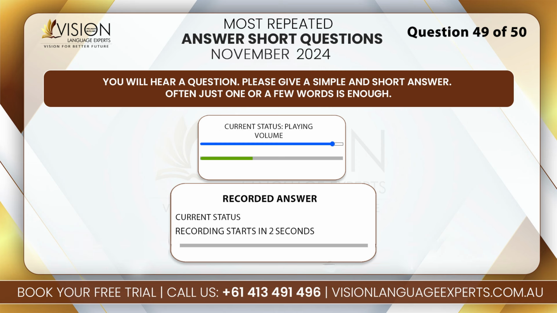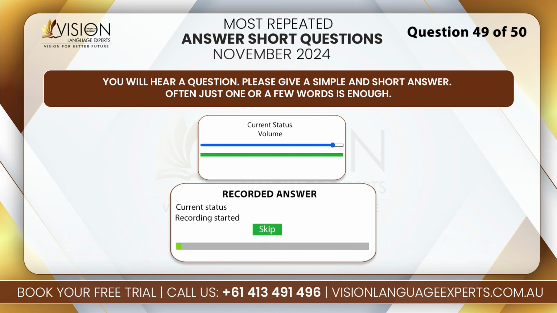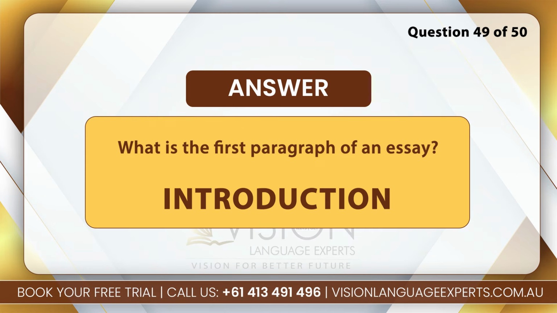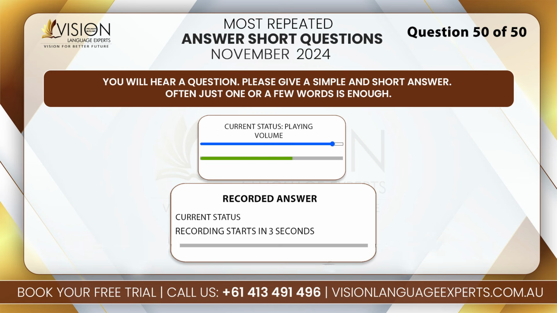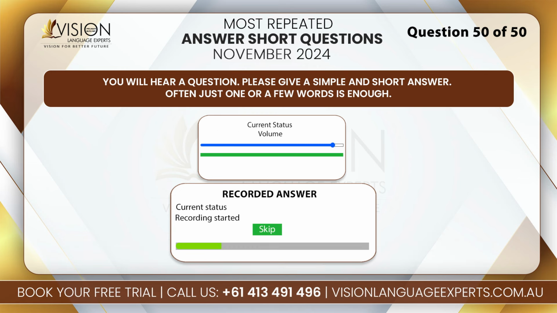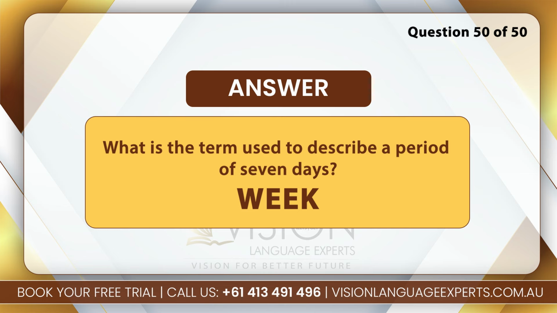What is the first paragraph of an essay? Introduction. What is the term used to describe a period of 7 days? Week.